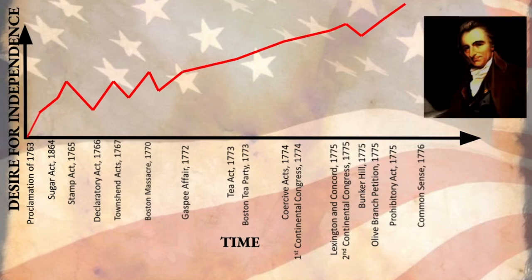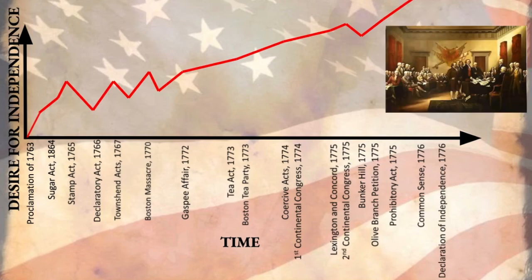You guys read about that. He makes a plain-spoken argument to the American people about why they should go to independence, that the king and the monarchy is a bad institution, and that independence was the only choice. And then we have the Declaration of Independence in 1776.